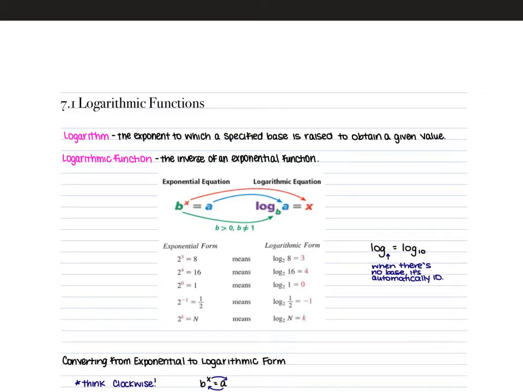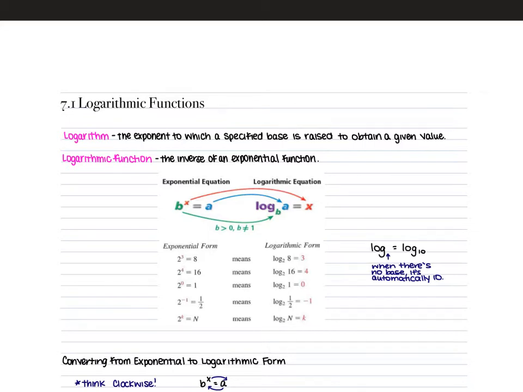571 Logarithmic Functions. When we are working with logarithmic functions, a logarithm is literally just the exponent to which a specific base is raised to obtain a given value. The logarithmic function is the inverse of an exponential function. So when we do these, we're going to be working either clockwise or counterclockwise.